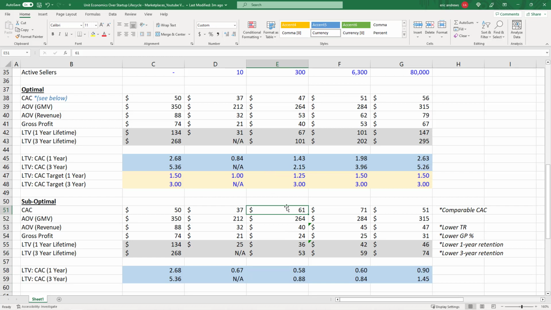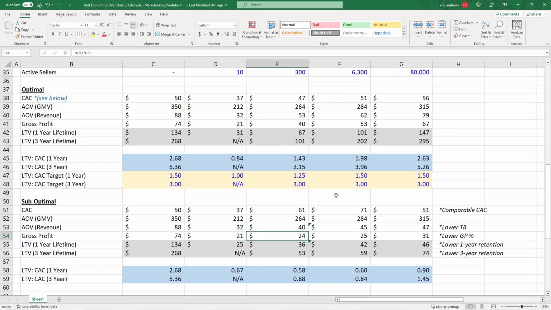CAC now is $61 versus $47. The GMV is the same, but the revenue AOV is lower. It's 53 versus 40, so the take rate is a little bit lower. And then the gross profit ends up being $24 per order versus 40. So the gross profit margin is a bit lower.